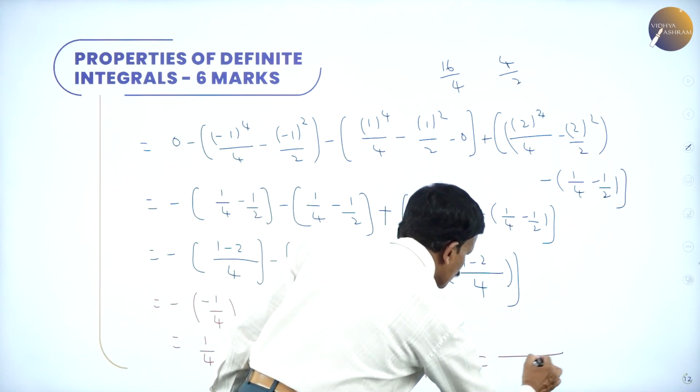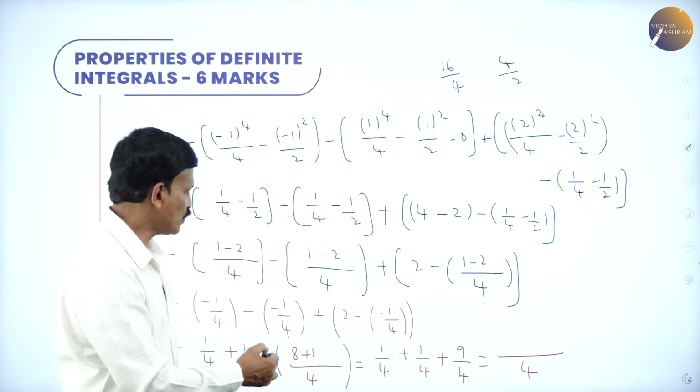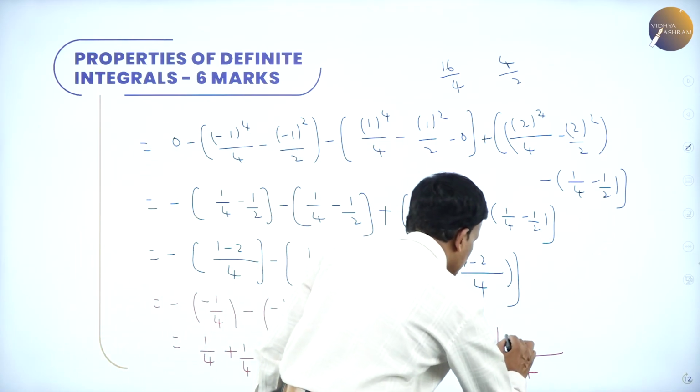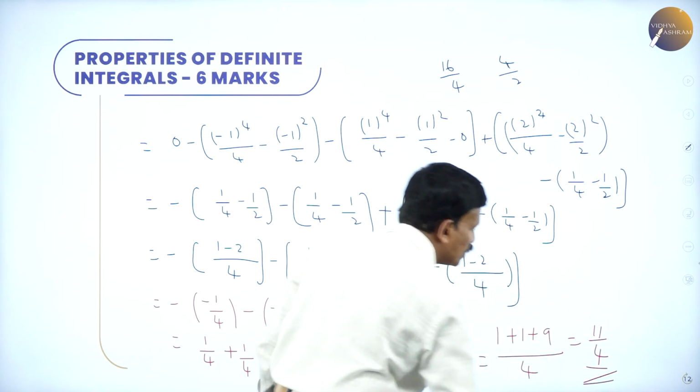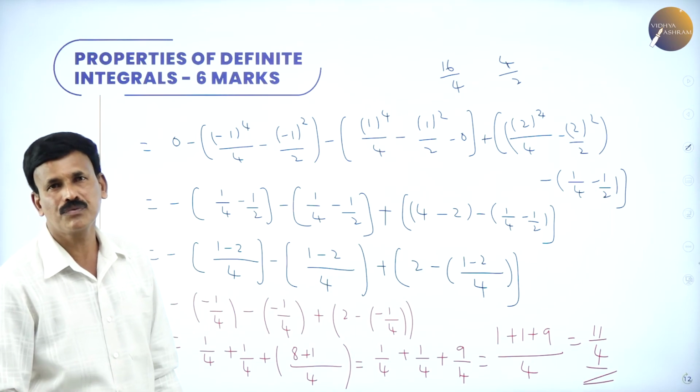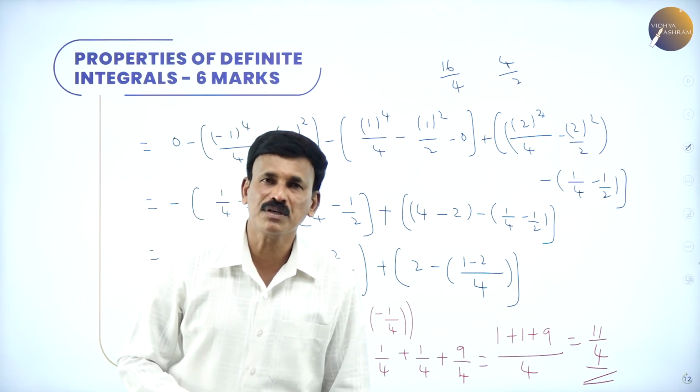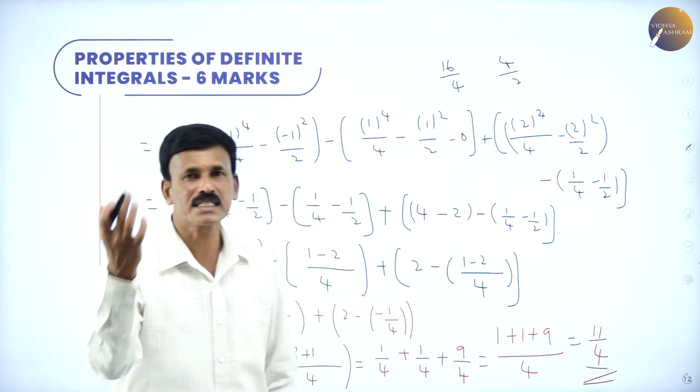Now take LCM. 4 is the LCM. 4 4 gets cancelled, 1 plus 1 plus 9. That is 9 plus 1, 10 plus 1 is 11 by 4. The required answer is 11 by 4. That's it. So the answer is 11 by 4. Hope you followed this. Okay, let us come to the next problem.